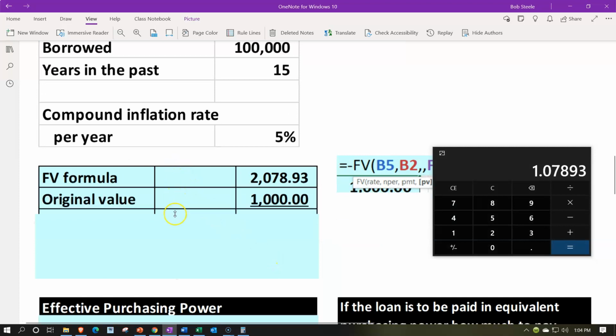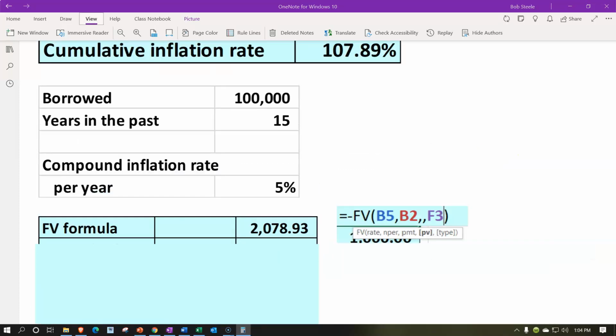So then, we can also do this with a formula.